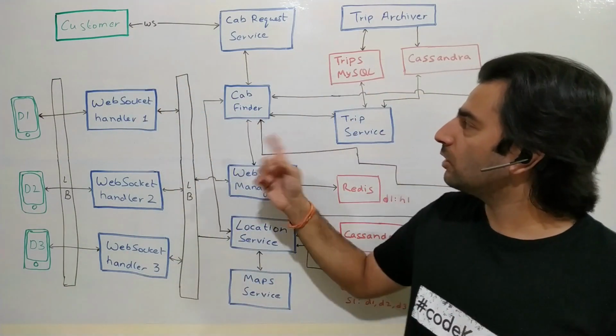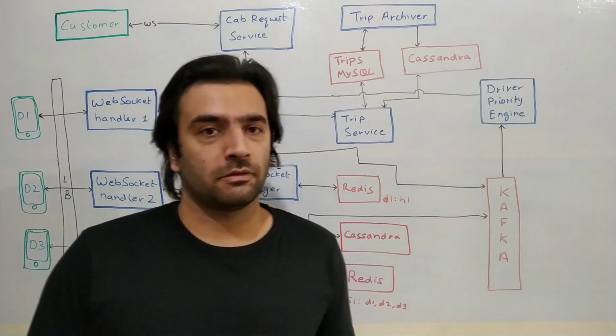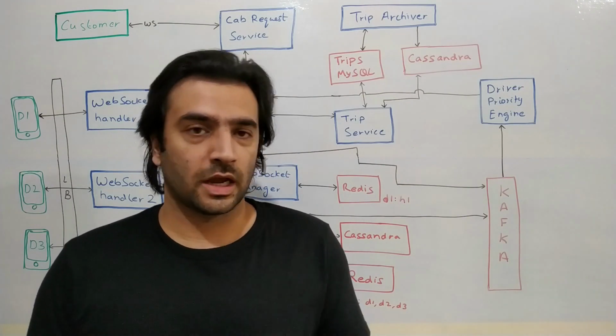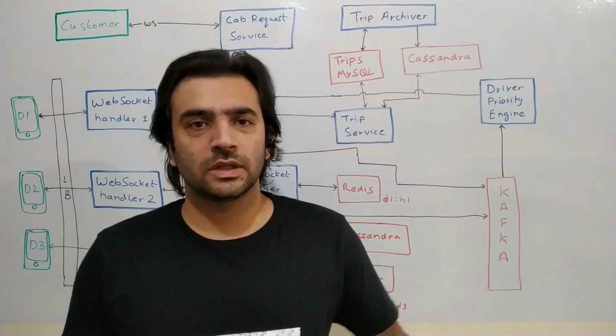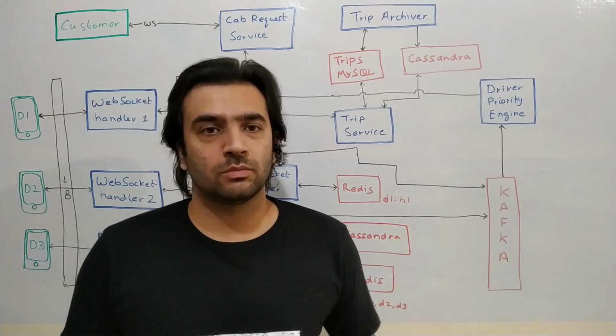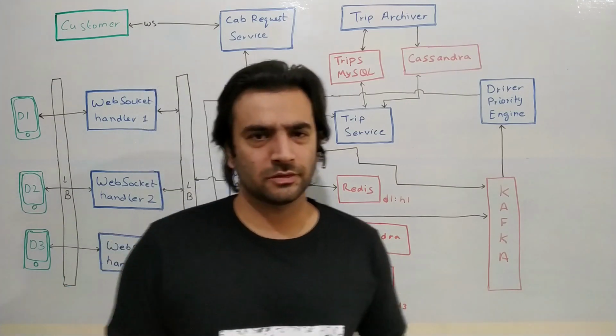Now, cab finder will also put a notification into a Kafka whether or not it was able to find a driver. So let's say it's not able to find a driver, maybe because there's a scarcity of drivers, all of that would go into Kafka, which can be used for further analytics. For example, telling drivers that this is a location where there are more customers and less drivers, so why don't you go to that location to get more trips, or something of that sort.